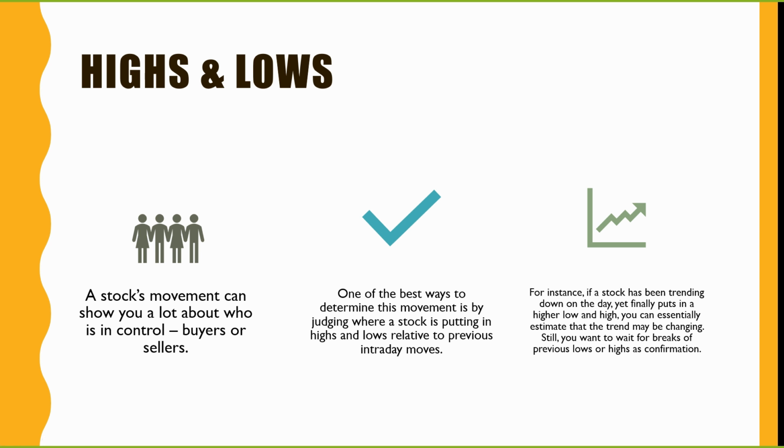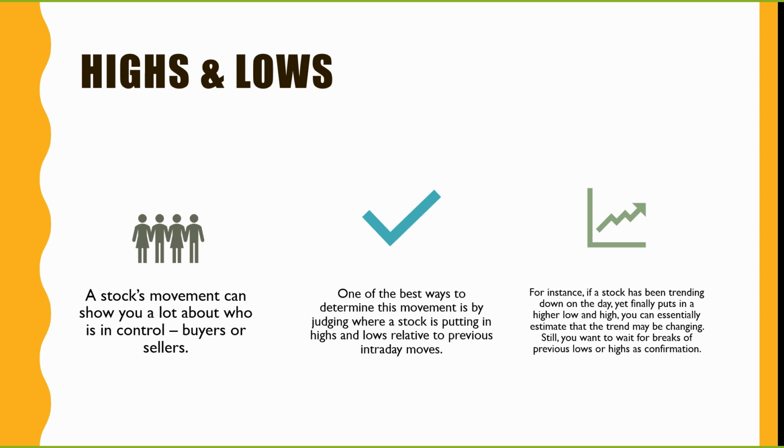A stock's movement can show you a lot about who is actually in control of the stock at that particular time, buyers or sellers. One of the best ways to determine this movement is by judging where a stock is putting in highs and lows relative to previous intraday moves. So to tell you what that means, if a stock has been trending down on the day, yet finally puts in a higher low and high, you can essentially estimate that the trend may be changing. The control is being switched from the sellers to the buyers, or from the buyers to the sellers.